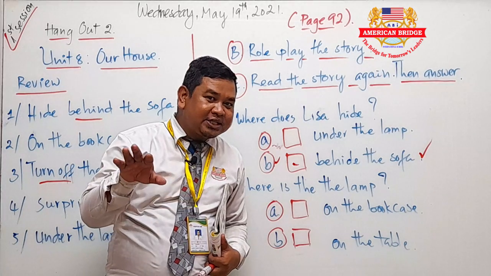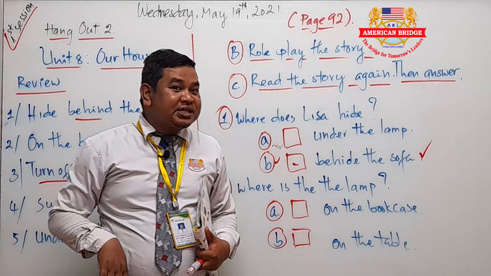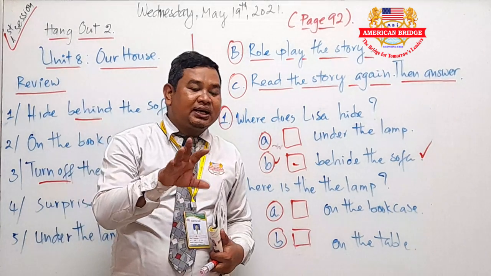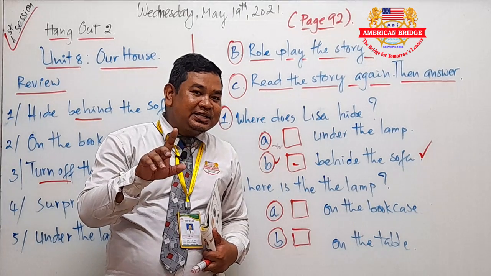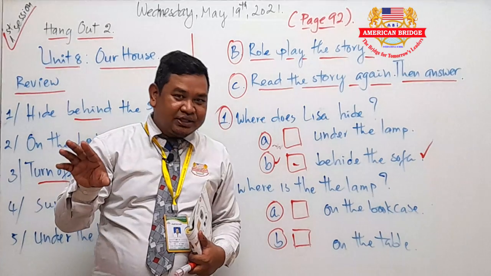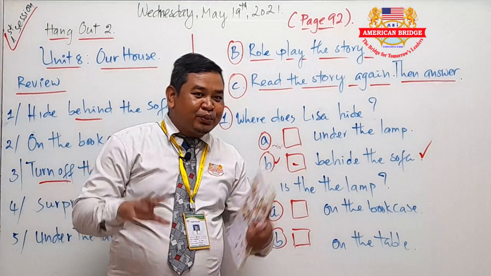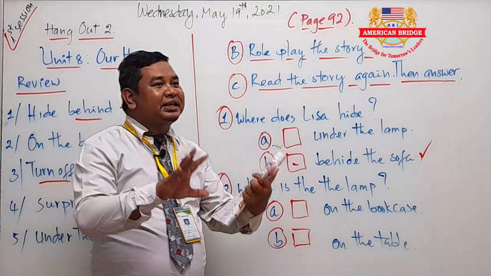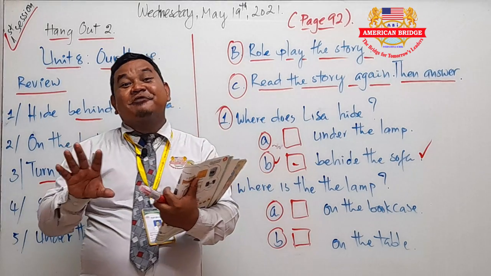Oh, my book is on the table. Where is your glass of water? My glass of water is in the cabinet or refrigerator. Where is the bottle of water? So they are in the refrigerator.